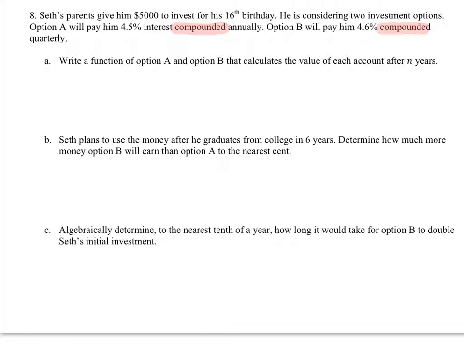So A says write a function for option A and option B that calculates the value of each account after n years. So we're talking about n years. n is our time here. So function A is going to be A as a function of n, and that's going to be our total amount. He starts with his $5,000. He's going to be growing that amount over time, and his rate is 4.5%, which we have to turn into a rate. It's going to be 0.045.